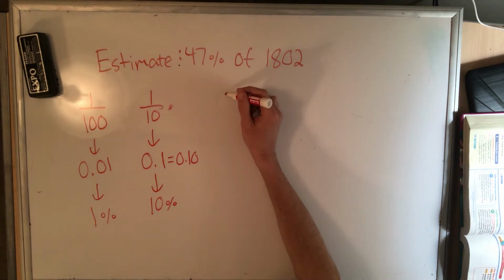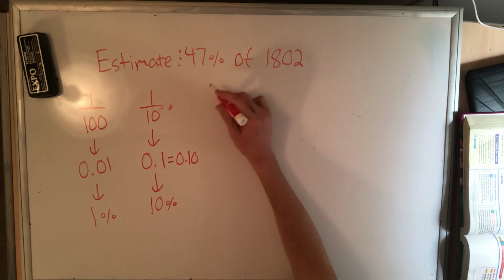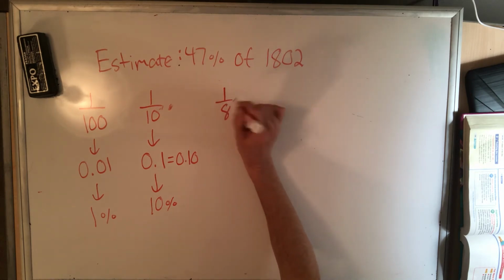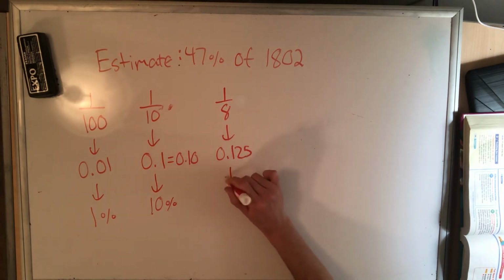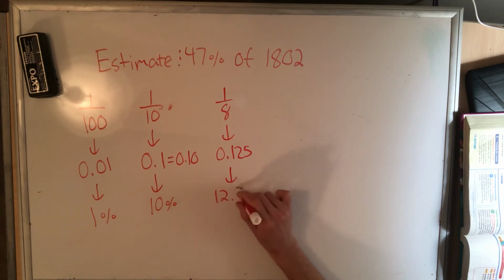And let's see, we have 1/8, which is 0.125. If you work out 1 divided by 8, you get 0.125, which is 12.5%.